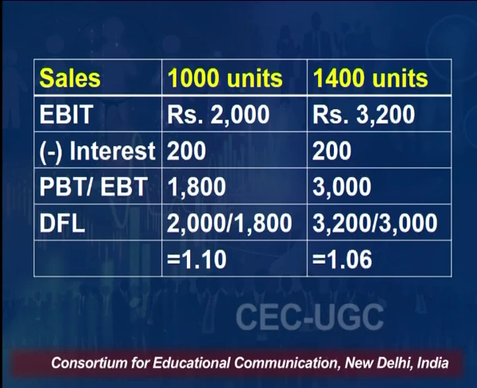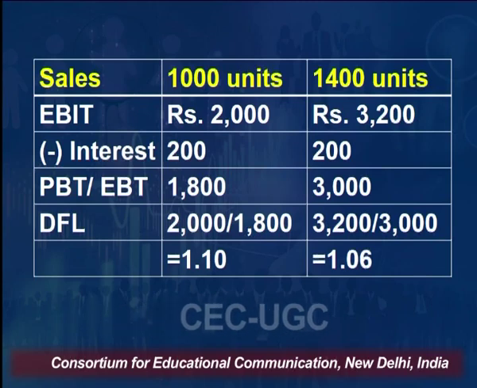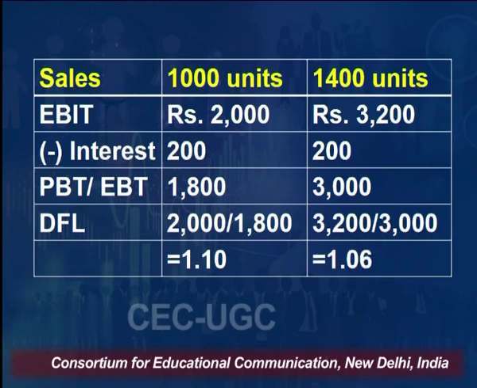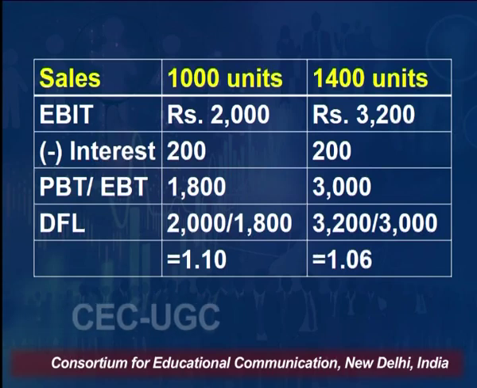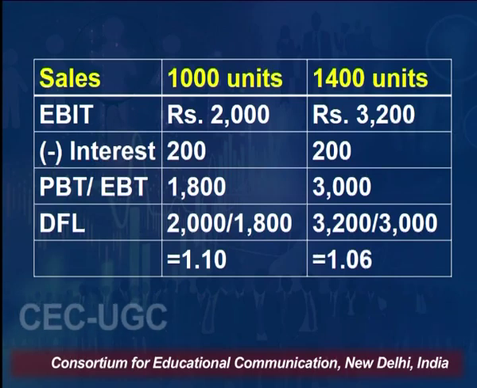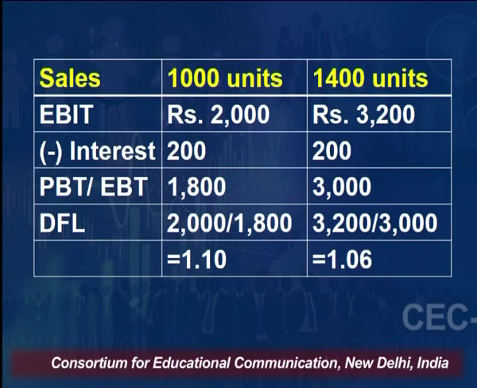We are using the same example for calculating degree of financial leverage. EBIT is the same, 2000 and 3200 in both the cases. We are deducting interest, which is 200 in both the cases. Profit before tax will be 1800 in case 1 and 3000 in case 2. Degree of financial leverage will be equal to 2000 divided by 1800, that is EBIT divided by EBT. So, it is 1.10 in case 1 when we are selling 1000 units, and it is 1.06, which we got by dividing 3200 by 3000, in case 2 when we are expecting to sell 1400 units.